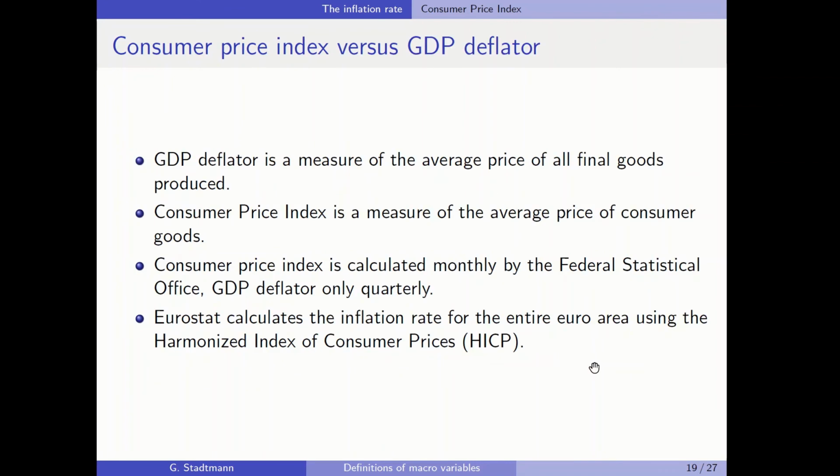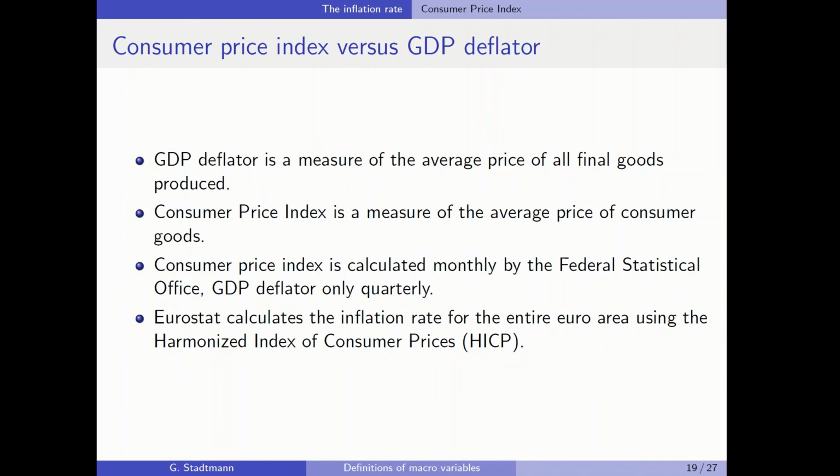Let's talk a little bit about the difference between the consumer price index and the GDP deflator. The GDP deflator is a measure of the average price index of all final goods produced within our economy. The consumer price index is a measure for the average price of consumer goods. And there might be a difference between the goods which are produced and the goods which are consumed by the private consumer. The consumer price index is calculated on a monthly basis, while the GDP deflator is only computed on a quarterly basis, because we only have GDP numbers on a quarterly basis.